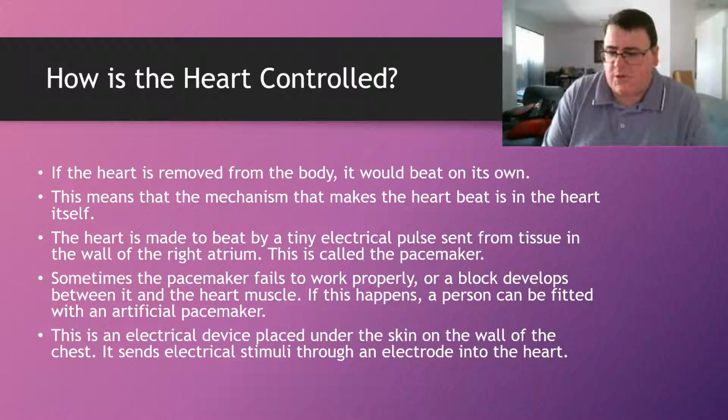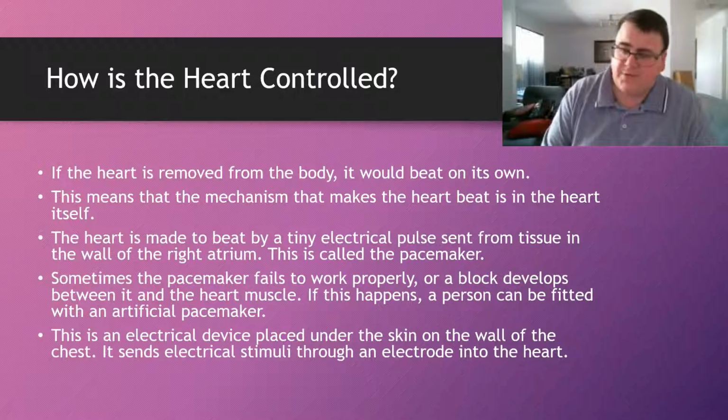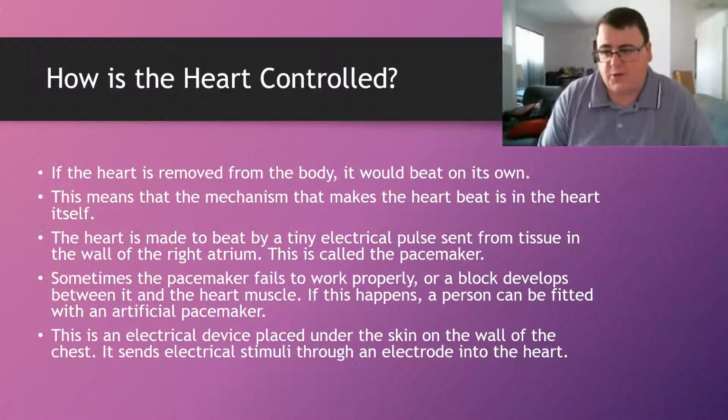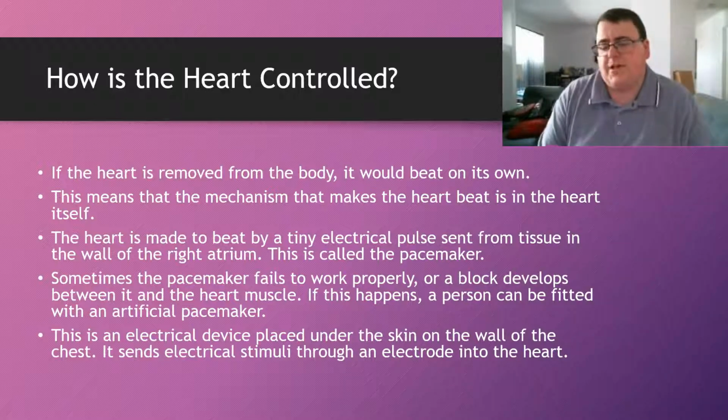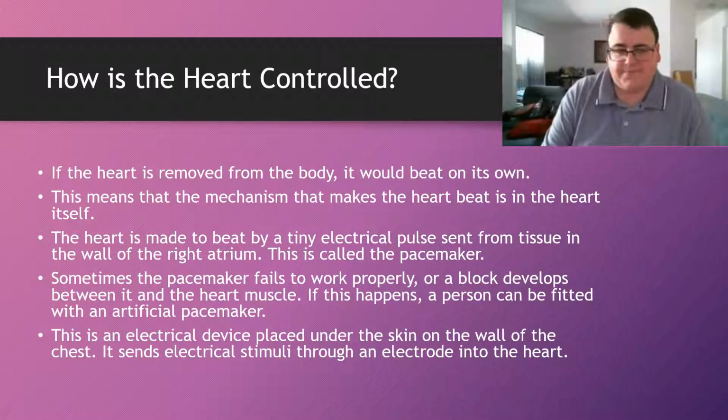Sometimes the pacemaker fails to work properly, or a block develops between the pacemaker and the heart muscle. If that happens, a person can be given an artificial pacemaker, which will do the job for them. All an artificial pacemaker is, is an electrical device placed under the skin of the wall of the chest, and it sends electrical stimuli through an electrode into the heart.